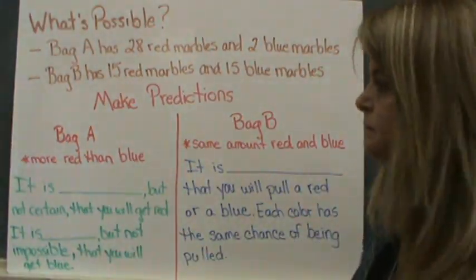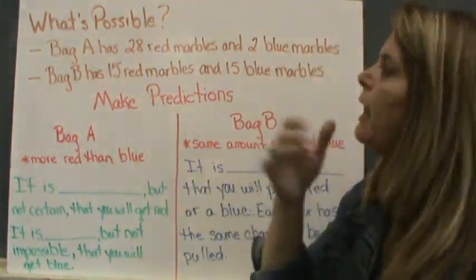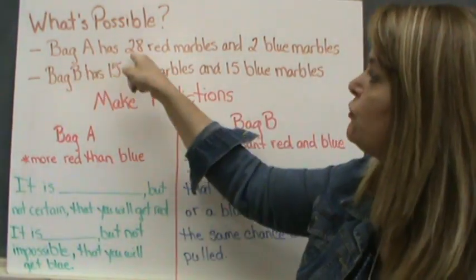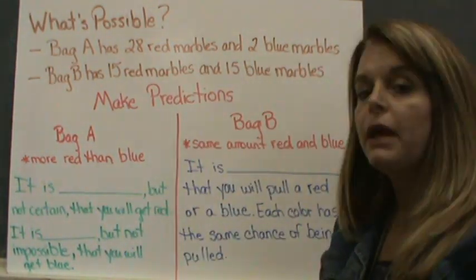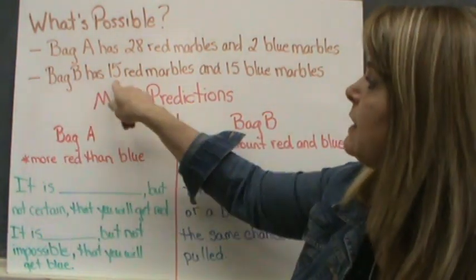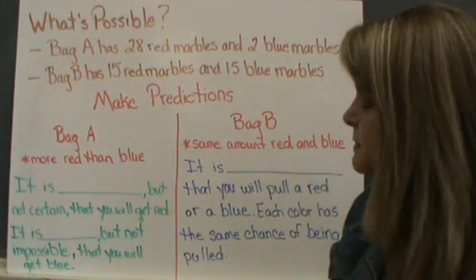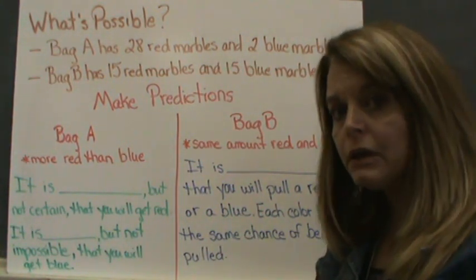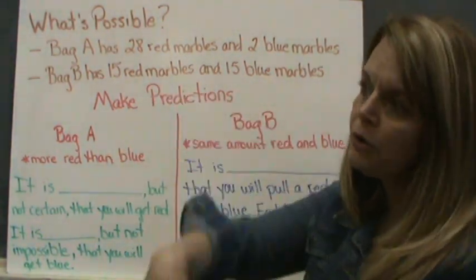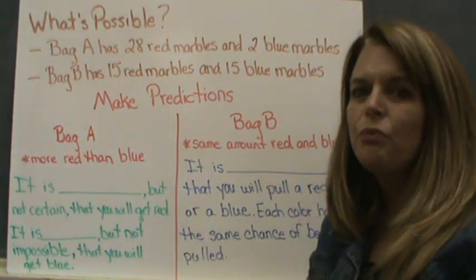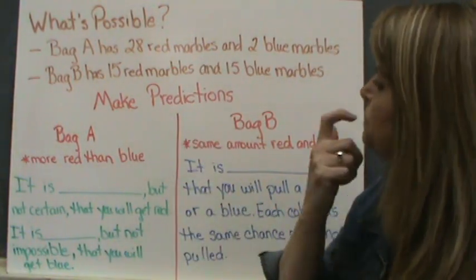So here's my experiment. What is possible with this experiment? I have two bags. In bag A, I have 28 red marbles and 2 blue marbles. That's all that's in my bag. On my other hand, I have another bag, and this bag has 15 red marbles and 15 blue marbles. Using my terms likely, unlikely, and equally likely, what predictions can I make about if I were to reach in that bag and pull out a marble, what color could I predict I would draw? So let's make some predictions.